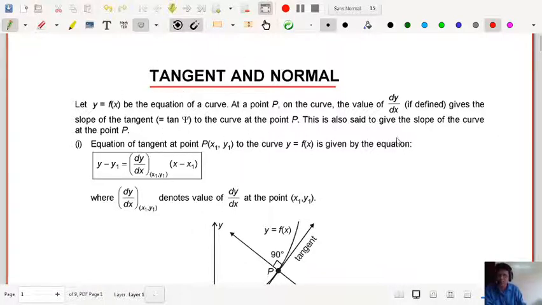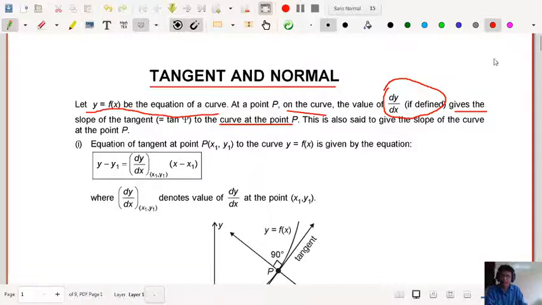This is one of the significance of derivative, that dy/dx represents the slope of the tangent of the curve. If y = f(x) is an equation of a curve, at a point P on the curve, the value of dy/dx, if it exists, gives the slope of the tangent of the curve at that point P. You know the derivative does not always exist, because if the curve has a sharp point or corner point, then the derivative doesn't exist.